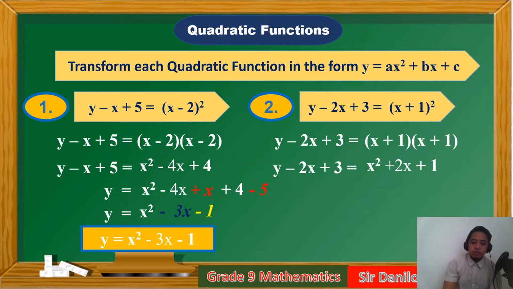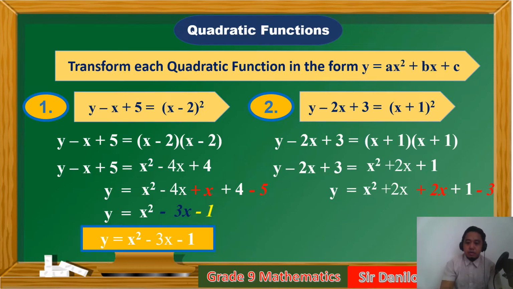ililipat natin itong negative 2x and positive 3. Na-transpose mo lang yan. So, you will have y equals x squared plus 2x plus 1. Okay. So, negative 2x will go here. No? Negative 2x will go here. And that is positive 2x. Okay. Then positive 3 will go here. So you will have negative 3.